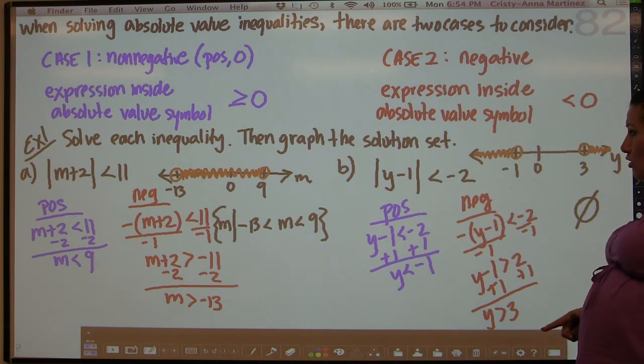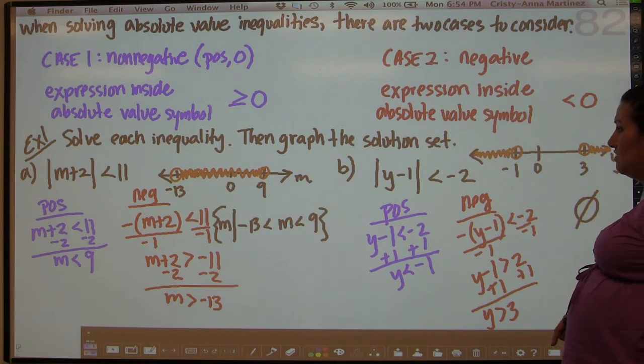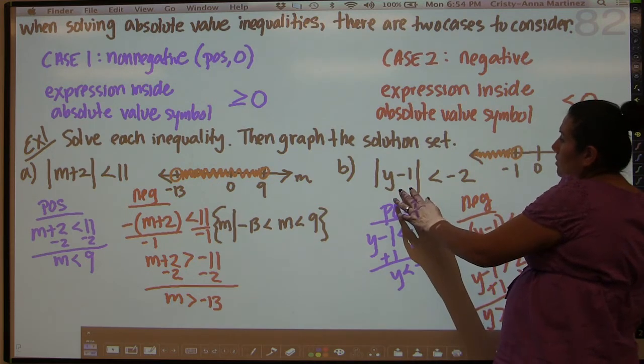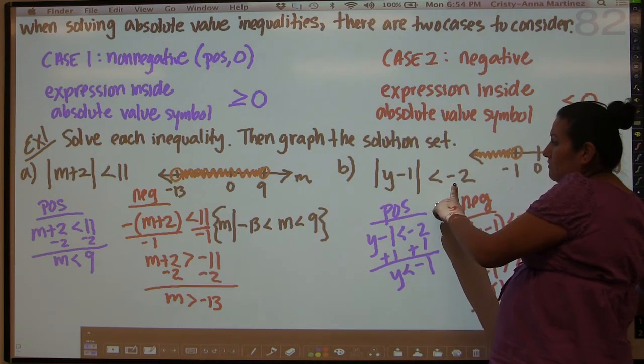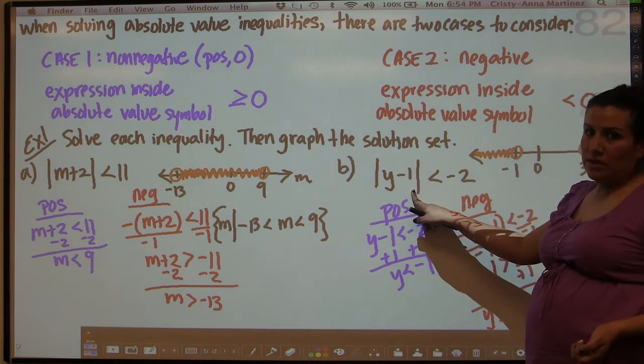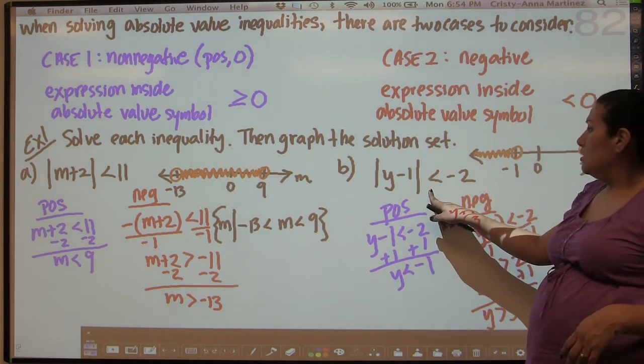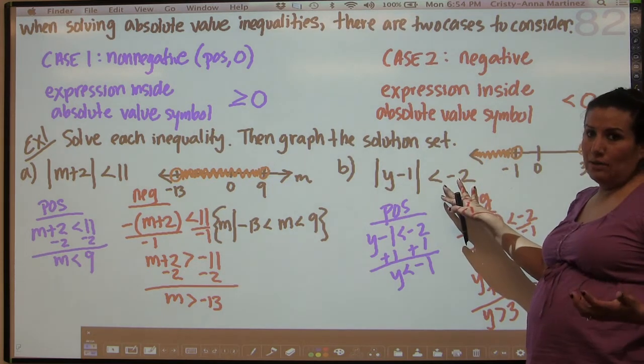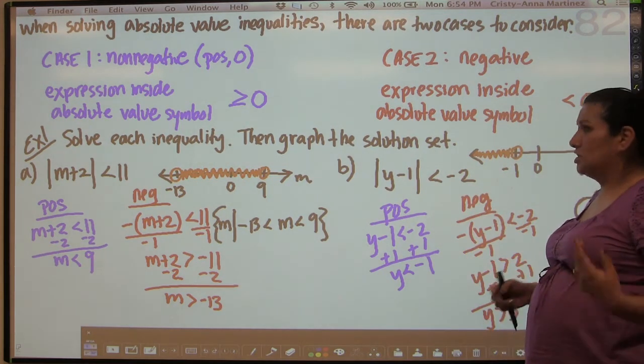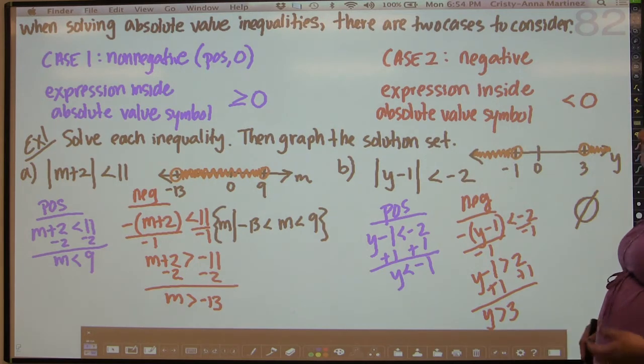And another indicator that was going to happen is the fact that it says the absolute value less than negative 2. The absolute value is always going to be positive, so a positive number is never going to be less than negative 2. So had we seen that beforehand, we could have just avoided all the work and just called it the empty set from the get-go. But anywho, that's how you do that.